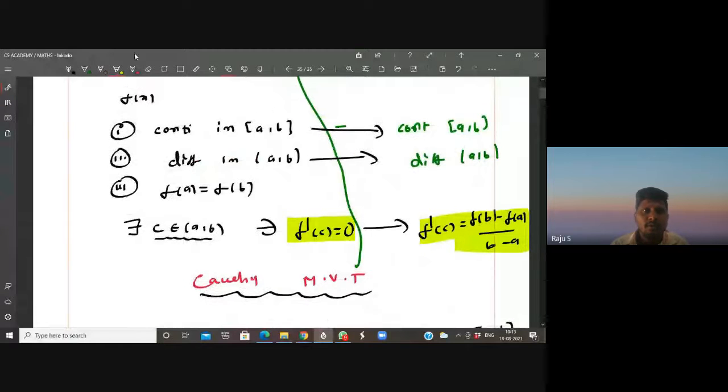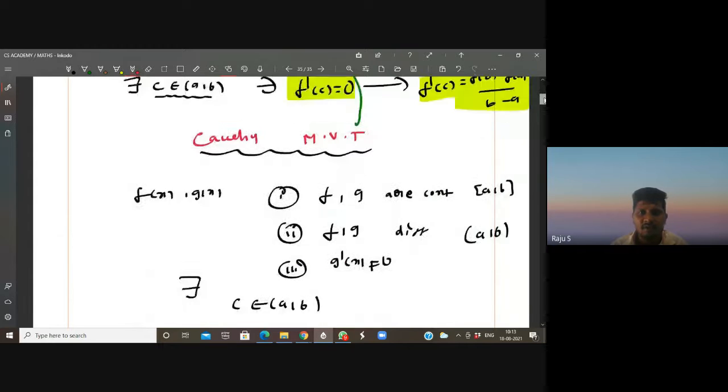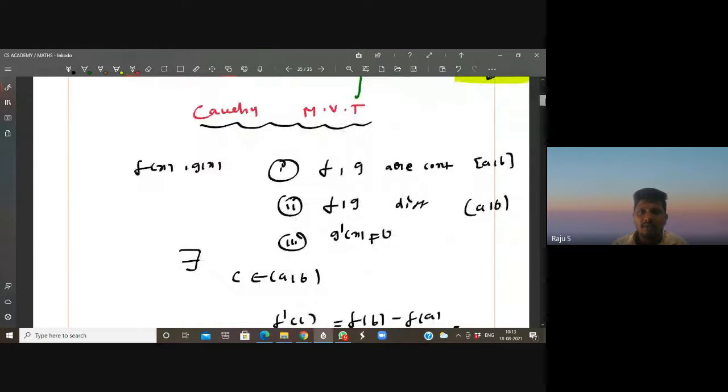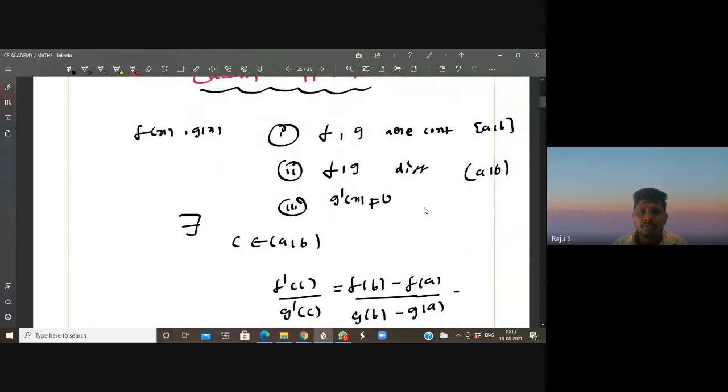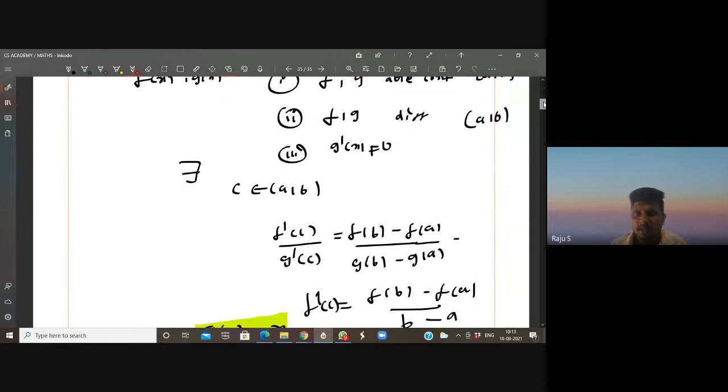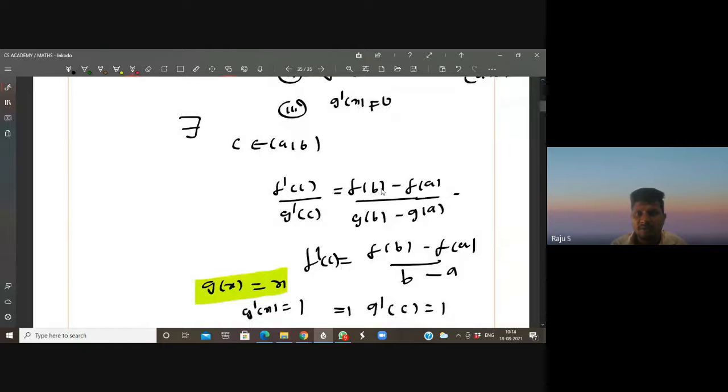So the thing is, the third condition in Rolle's is f of a is equal to f of b, like at the end points the function value is the same. Here in Lagrange's and Cauchy's, f of a is not equal to f of b. Third condition is f of a not equal to f of b. In Cauchy's also f of a not equal to f of b, g of a not equal to g of b. If both are equal, what happens? If f of a is equal to f of b, then Cauchy's becomes Rolle's, nothing but f dash of c becomes 0.